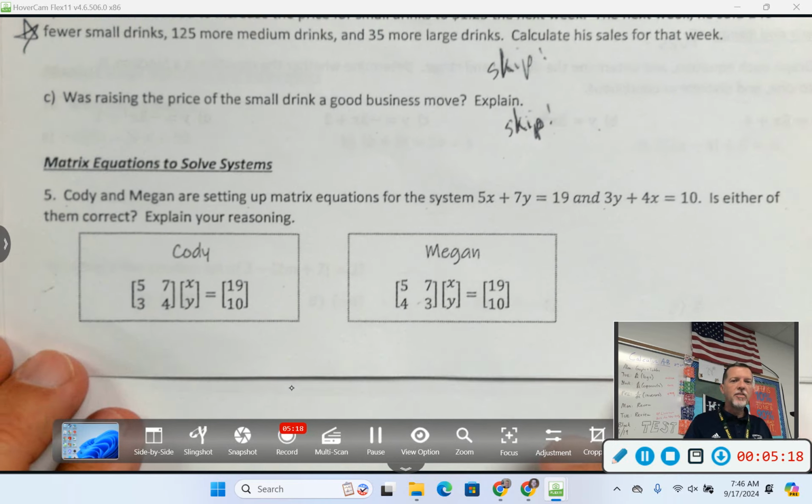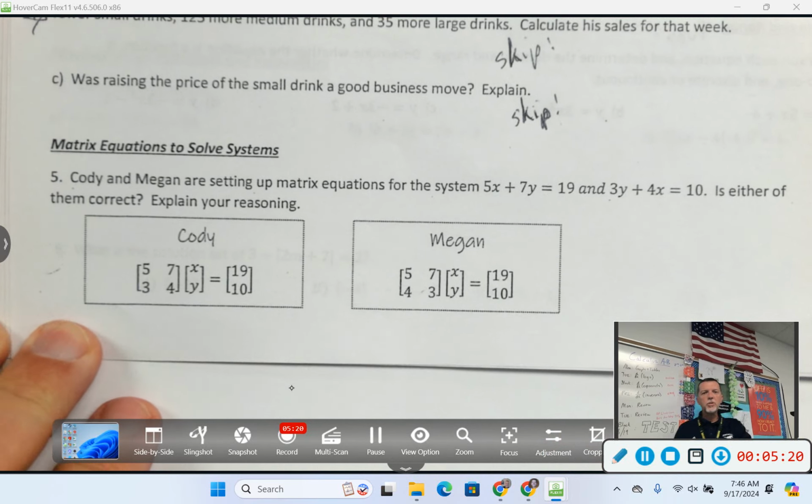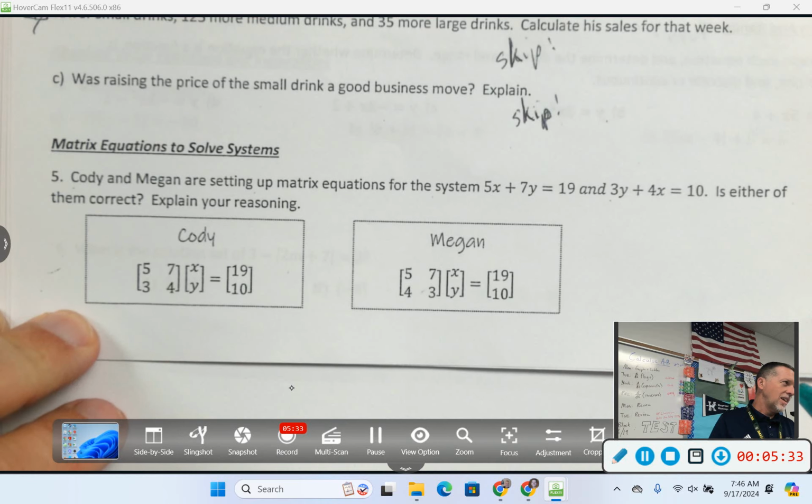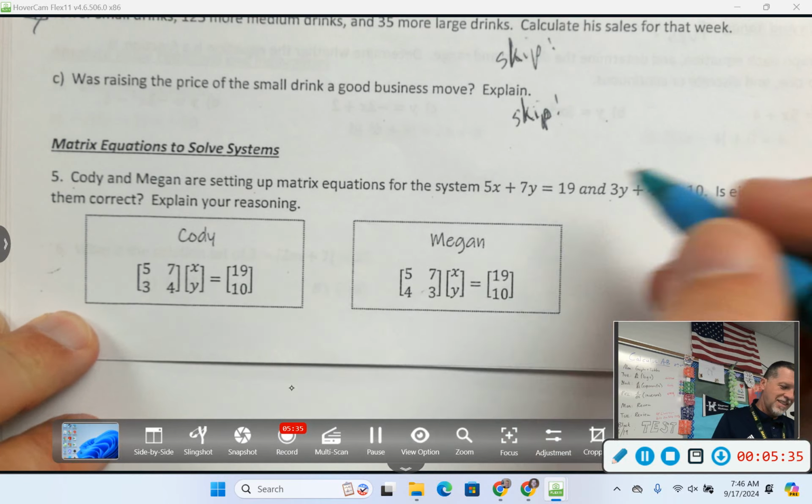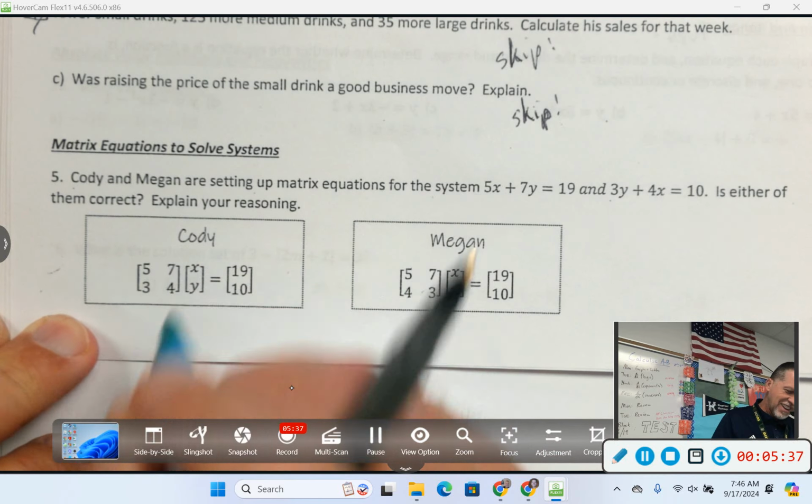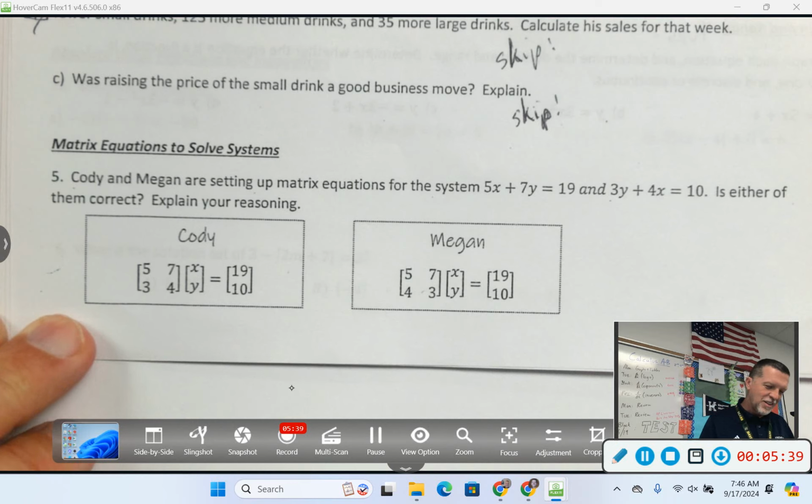Number 5. So just, who's right, Cody or Megan? It's Cody. Wait, what was that? I thought I heard different answers. Who's right? Jackie said it was Cody. I just said Cody because Cody's right here. I think I'm wrong. But Cody is wrong. Cody is wrong. Megan is right.